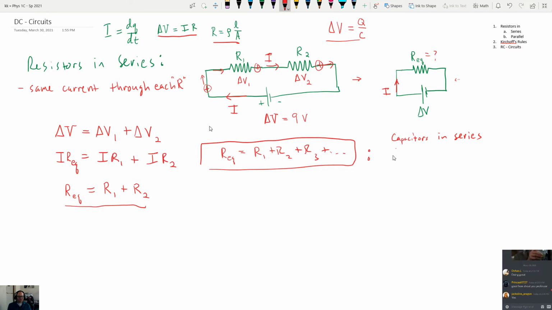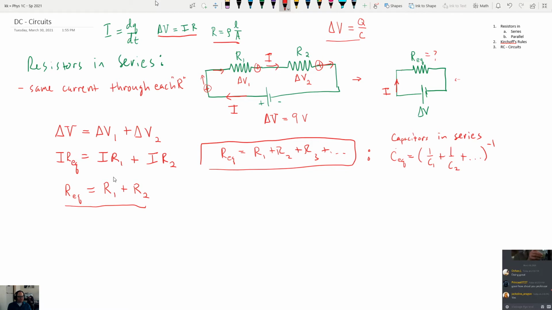For capacitors in series, what we found was that the equivalent capacitance was basically 1 over C1 plus 1 over C2 plus and so on. So it's kind of reversed. But it should be clear why it's reversed. It's just because the way we define capacitance is inverse to the way we define resistance. And also, capacitance is how much something can hold, versus resistance, which is impedance to the flow of current.